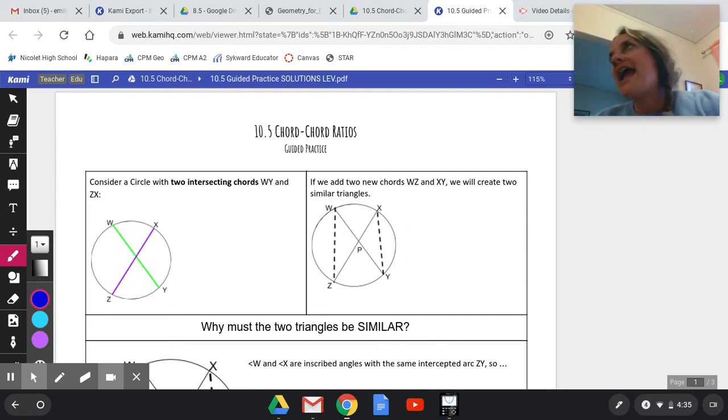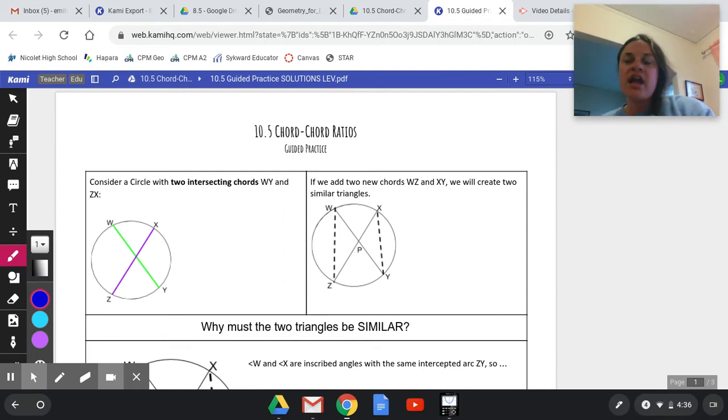Previously we were talking about angles and arcs and their measures and their relationships in circles. And today we are starting a new grouping of sections, and we are going to be talking about line segments in circles and their ratios. So we're going to start with the chord ratio.